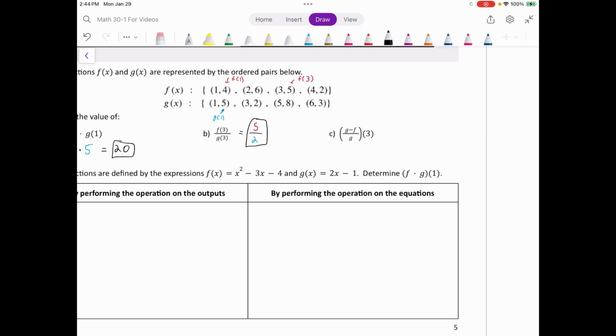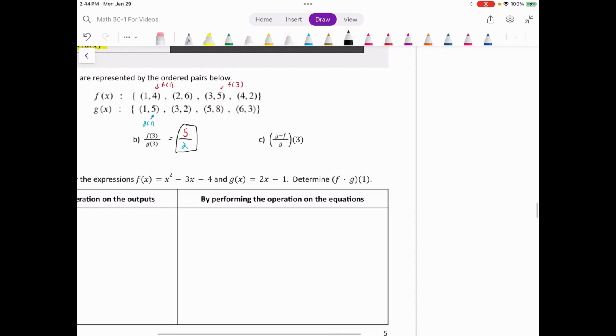Okay. Part C here. Here's a slightly more complicated one. We're doing g minus f over g of 3. Don't panic. We're just combining multiple operations here. So what this is saying is take the value of g of 3, subtract f of 3, and divide it by g of 3, right? Literally, to show what it's really saying, it's saying g of 3 minus f of 3 over g of 3. G minus f over g of 3 is just saying that.